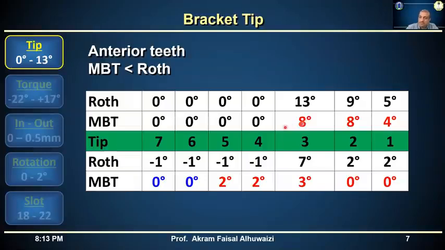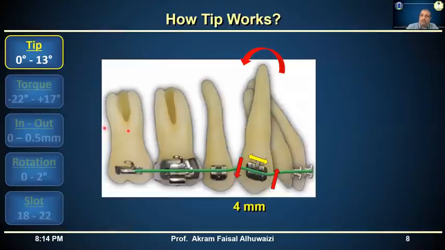We'll come to that later. And in the lower, 2 degrees less, 2 degrees less, 4 degrees less. That's a total of 8 degrees less. So MBT has less tip. Okay. So how does the tip actually work?